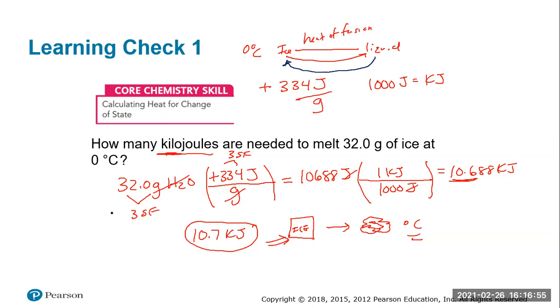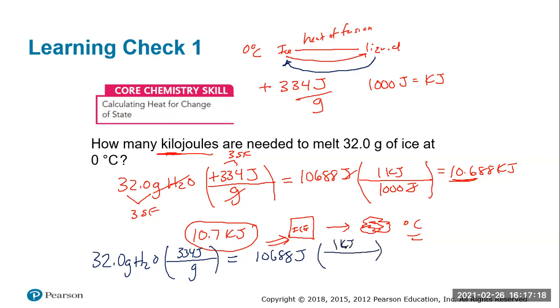Well, if it's all the same, we would technically set it up exactly the same. We would still have our 32 grams of water. We would still use our heat of fusion, which is 334 joules per gram. We would still get the 1068 joules. We would still do our conversion of 1 kilojoule per 1,000 joules. We would still get our 10.688 kilojoules, which we would then round to 10.7 kilojoules.